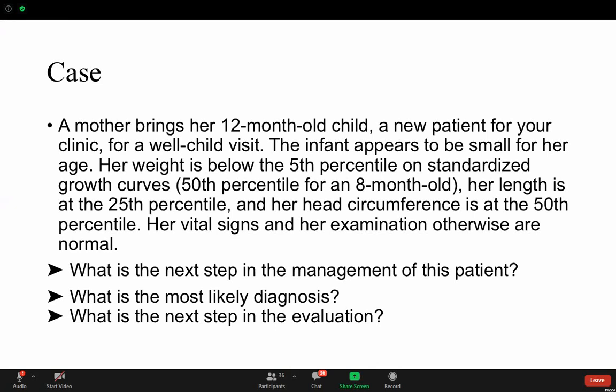What is the next step in the management of this patient? What is the most likely diagnosis? And what is the next step in the evaluation? هذه الأشياء اللي تقريبا بنغطيها in our talk today, okay?